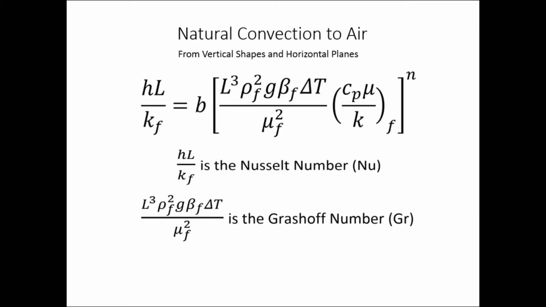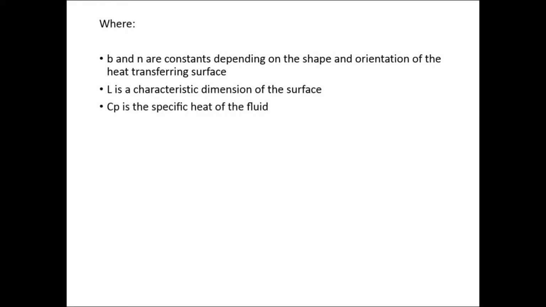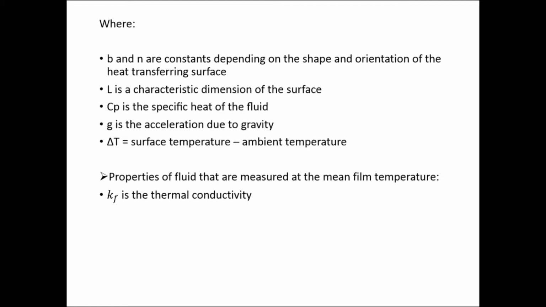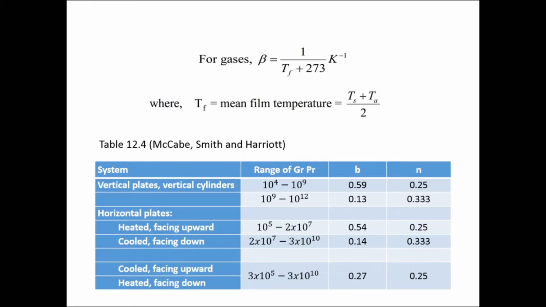The relationship of the Nusselt, Grashof, and Prandtl numbers is essential for calculations on natural convection to air from vertical shapes and horizontal planes. Here, B and N are constants depending on the shape and orientation of the heat transferring surface, L is a characteristic dimension of the surface, Cp is the specific heat of the fluid, g is the acceleration due to gravity, and delta T is the surface temperature minus the ambient temperature. These are the properties of the fluid that are measured at the mean film temperature. k is the thermal conductivity, ρ is the density, mu is the dynamic viscosity, and beta is the coefficient of volumetric expansion. The table presented consists of values of B and N for different shapes and orientations at corresponding ranges of the value of the Grashof number multiplied by the Prandtl number.